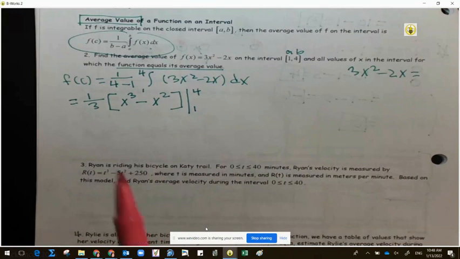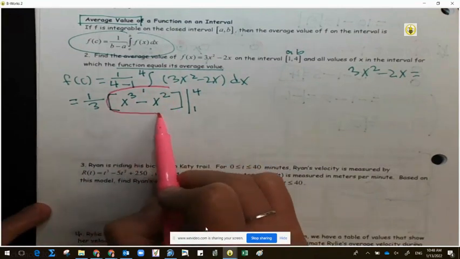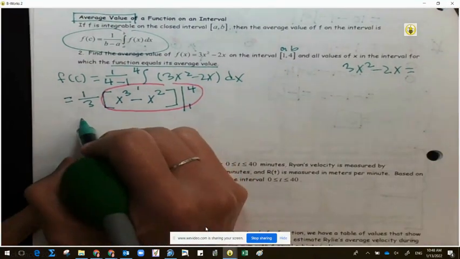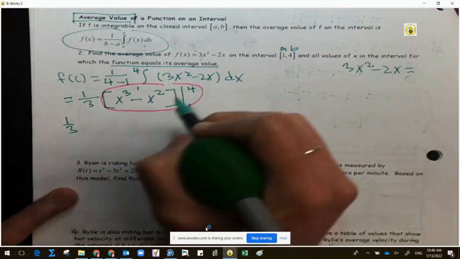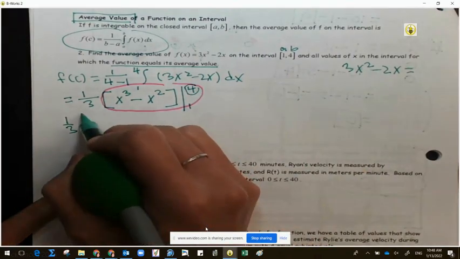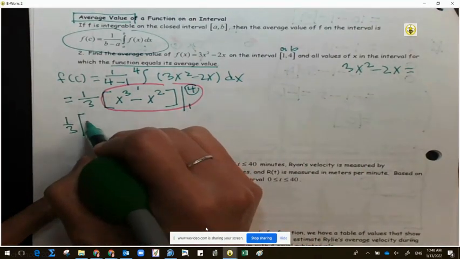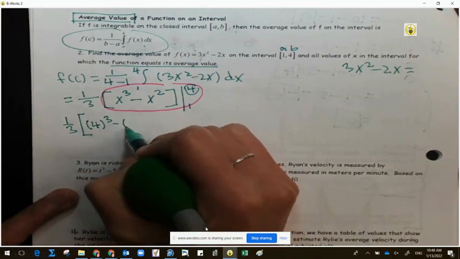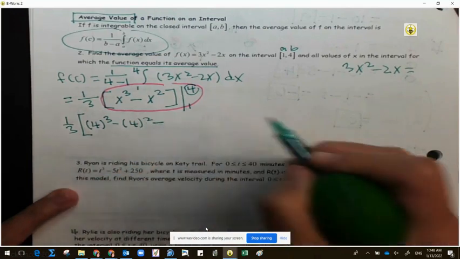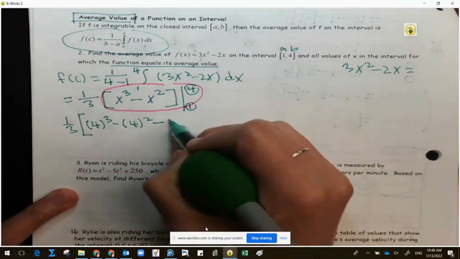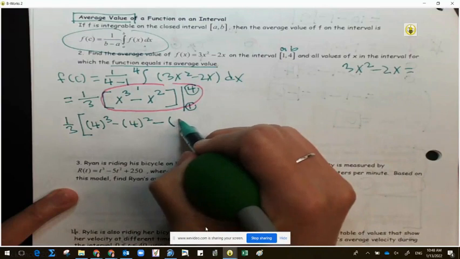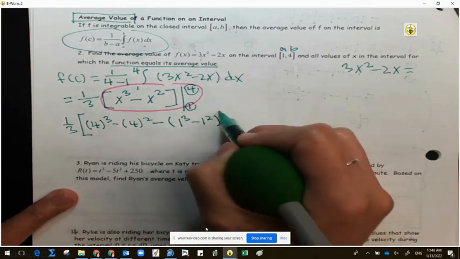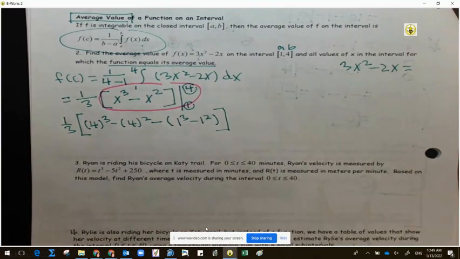So I want to worry about this guy right here first, and then we'll divide it by 3 at the very end, if it is divisible. So we have 1/3. We plug in the 4 first, and I'm going to use my bracket. Kind of want to leave the 1/3 until the very end, but that would be mathematically incorrect. Minus, now we're going to plug in the 1. So another parentheses. So we have 1 cubed minus 1 squared. Let me make sure my parentheses are good.